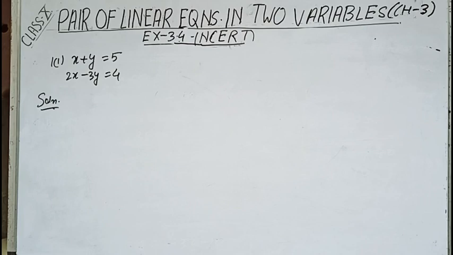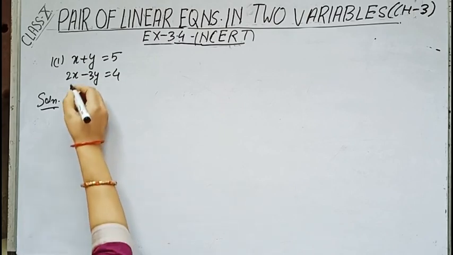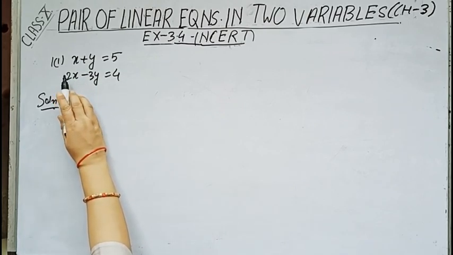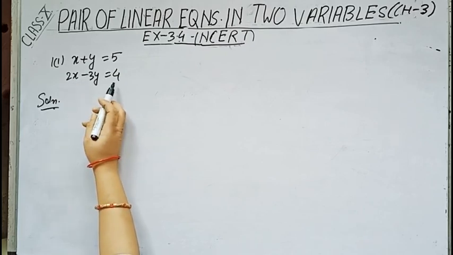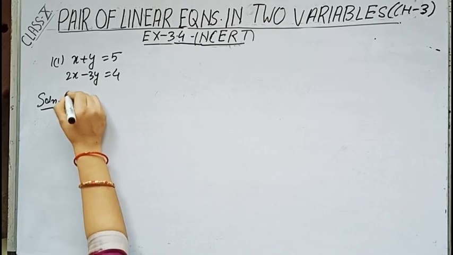Exercise 3.4 question number 1 says that for a given system of linear equations, solve it for x and y by elimination method as well as substitution method. Now children, you know the elimination method as well as the substitution method, but in these sums both the methods have to be done. So let us proceed. The first question, subpart number 1, is x plus y equals 5 and 2x minus 3y equals 4. Let us start the solution.